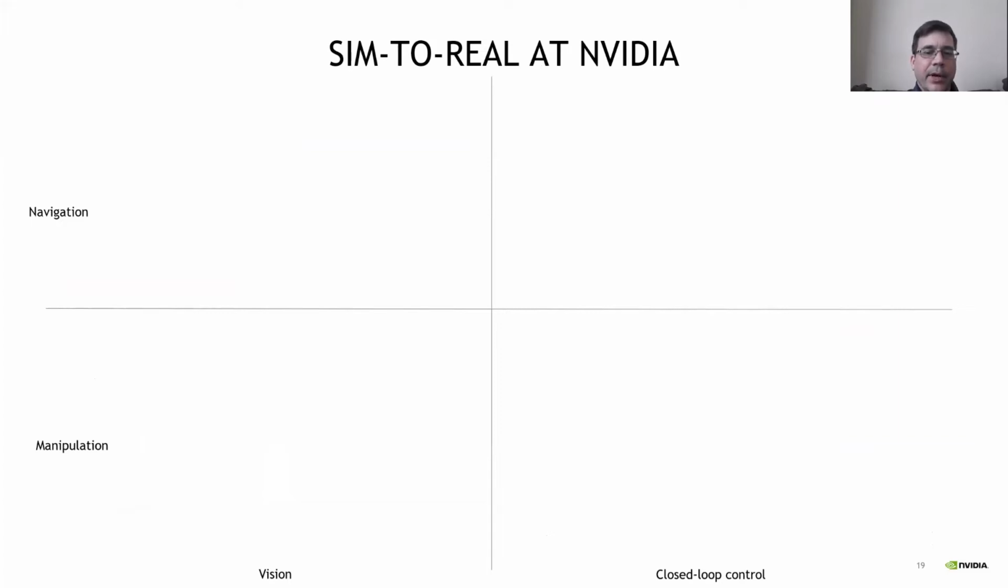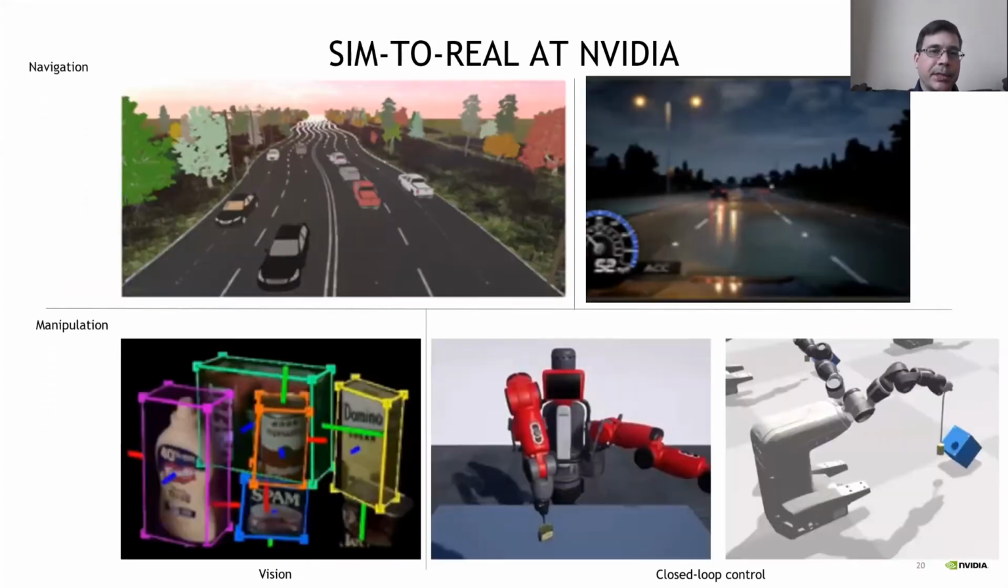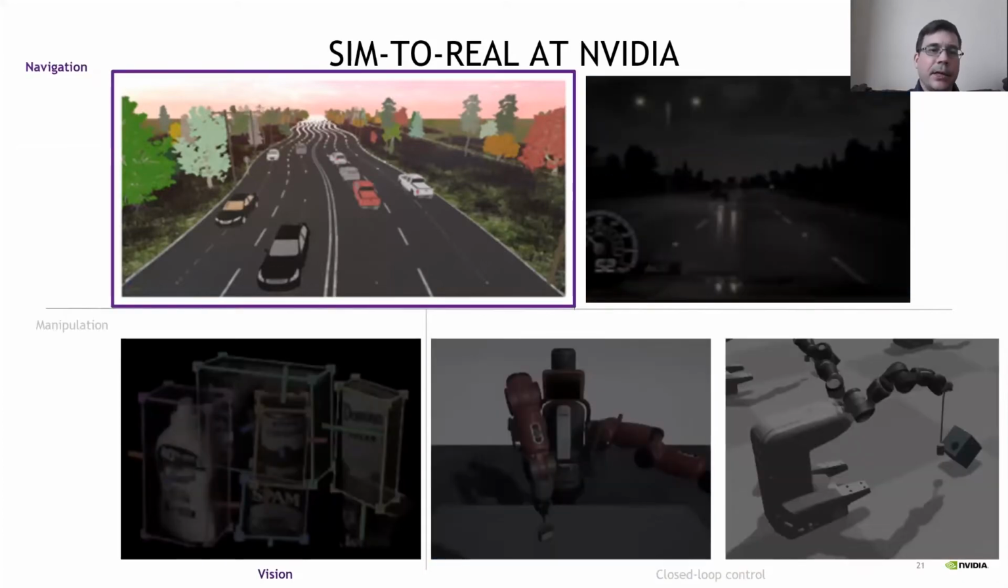And then from left to right, I'm going to talk about some techniques that are just perception only. And then on the right, some techniques that actually involve closed loop control. Okay. And then within these four categories, I'm going to talk about 5 different projects. So first, let's talk about detecting vehicles in images.